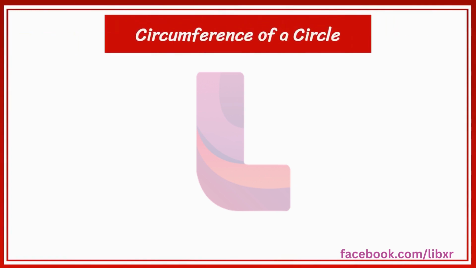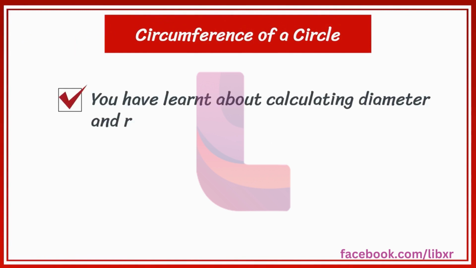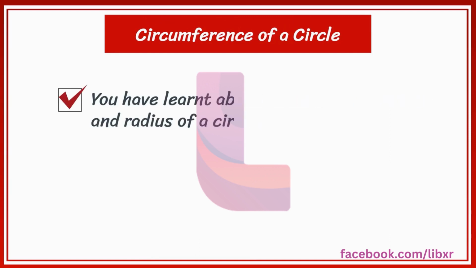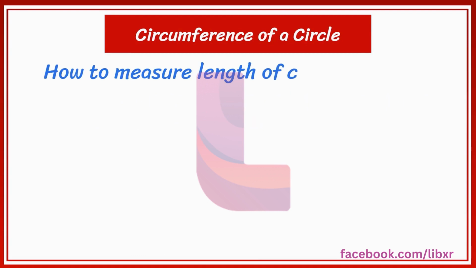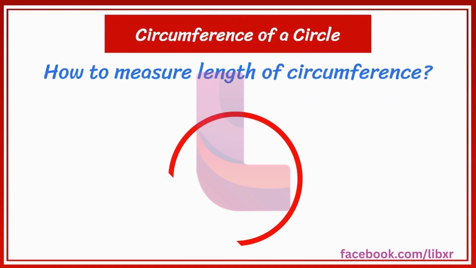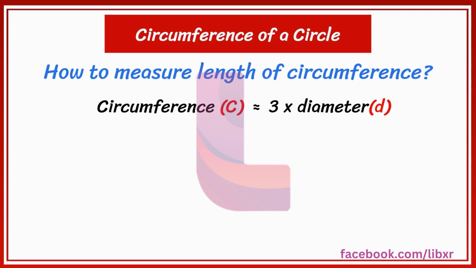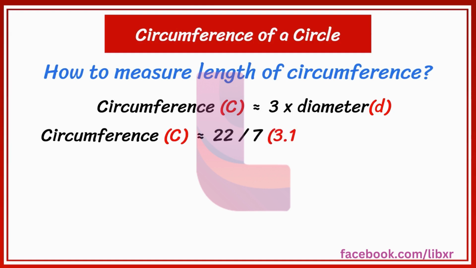Calculating circumference of a circle. You have learned about calculating diameter and radius of a circle. Now, let's see how to measure the length of circumference. As you have learned earlier in this lesson, circumference is the perimeter or boundary of a circle. The length of circumference of a circle is slightly more than 3 times its diameter, or more accurately, the length of circumference is 22 divided by 7, or 3.14, times the diameter of the circle.